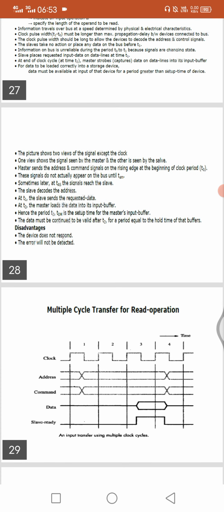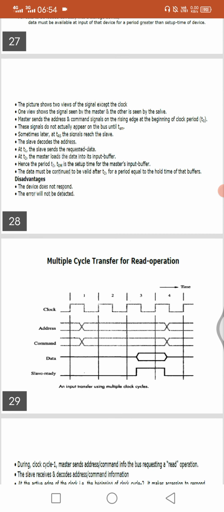The picture shows two views of the signal except the clock. This is the diagram for multiple cycle transfer for a read operation. One view shows the signal seen by the master and the other is seen by the slave.